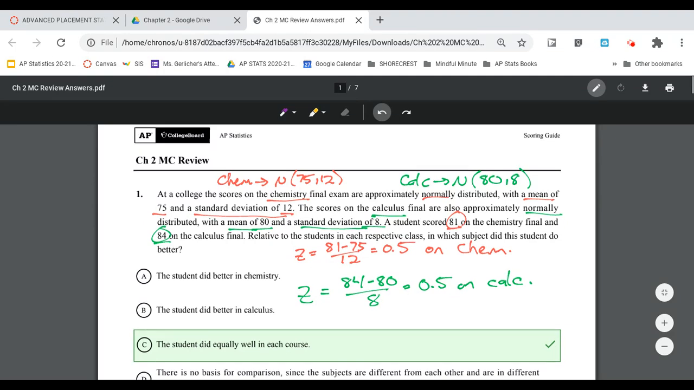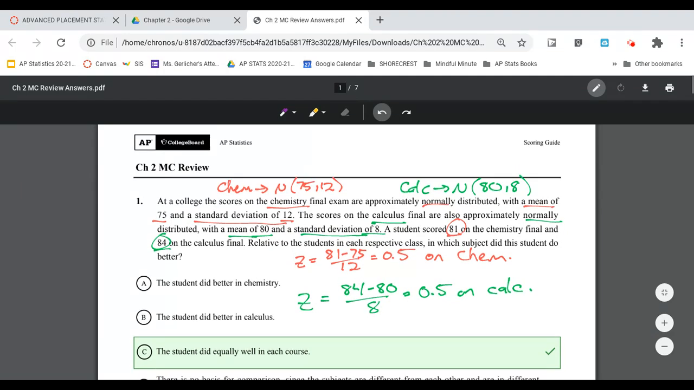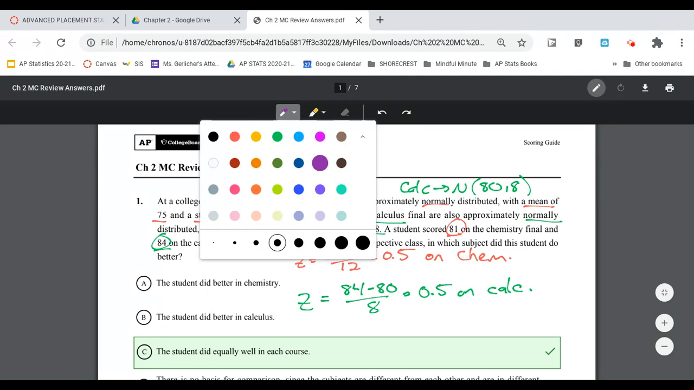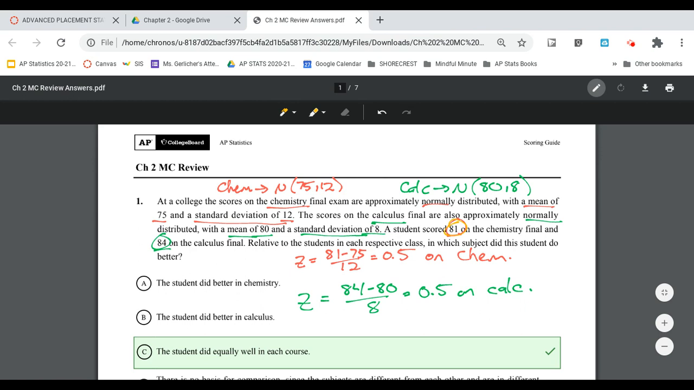Okay, so in this first one, we're given a lot of information. I color-coded according to what was chemistry versus calculus. But basically, they're giving us all the things we need for z-scores. We have specific values on a calculus and then also a chemistry final. We have means and standard deviations to go with them. They're basically telling us these distributions, and they said that they were normal.